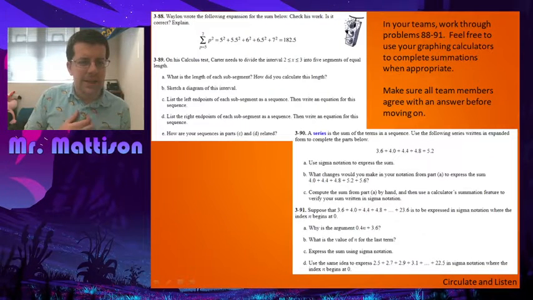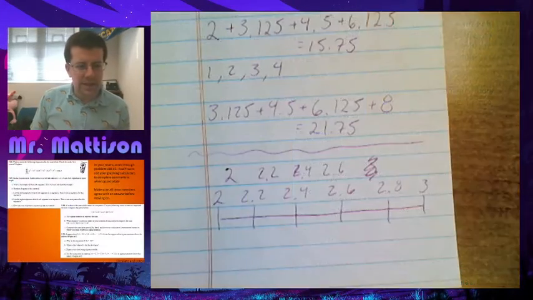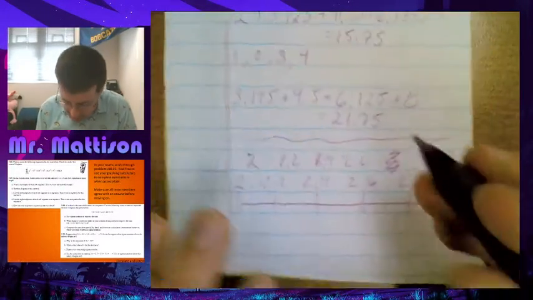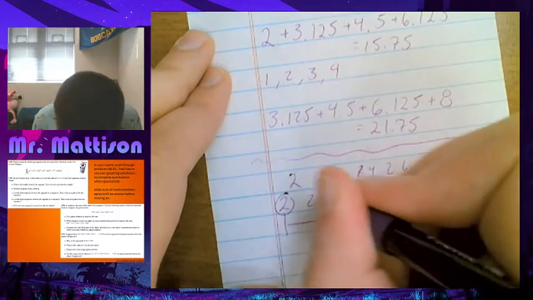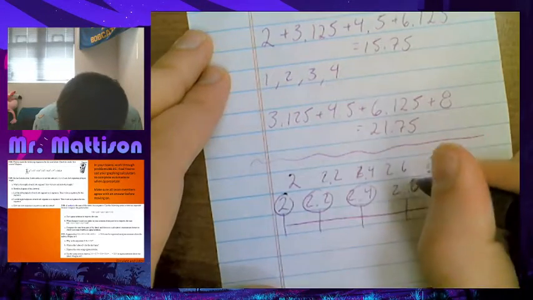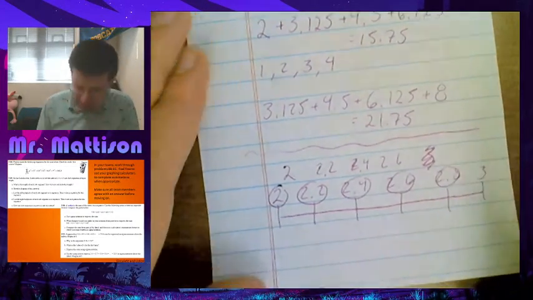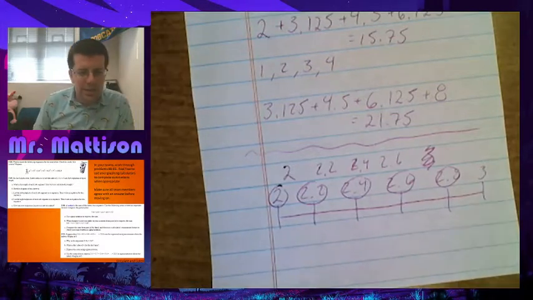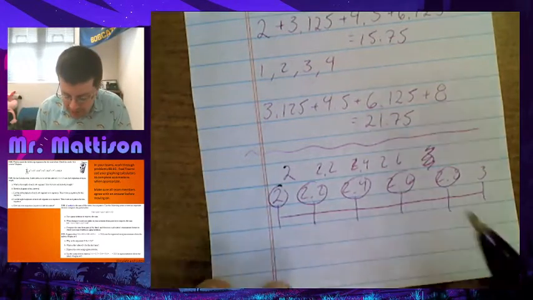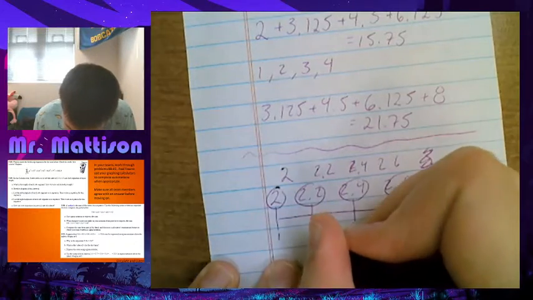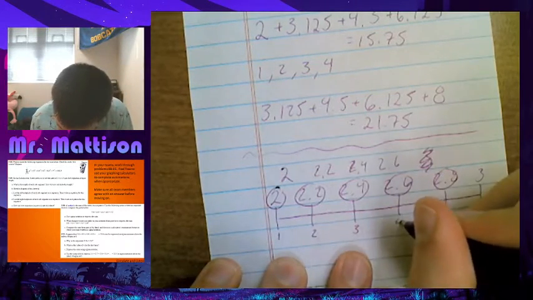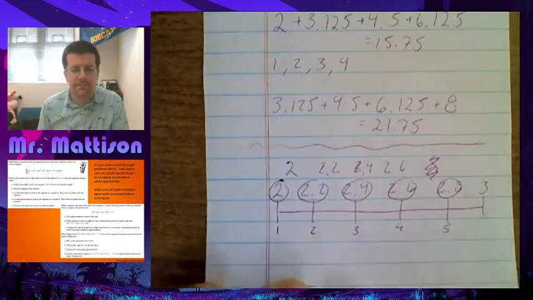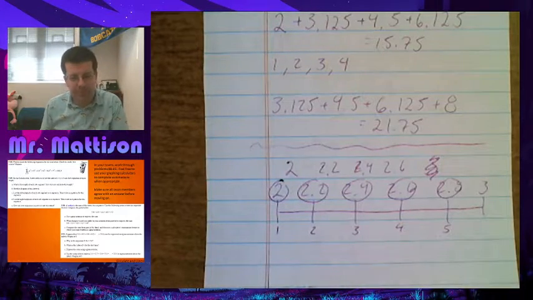So list the left end points of each subsegment in a sequence. Then write an equation for this sequence. Okay, so this is the kind of weird part. So I want this number, this number, this number, this number, and this number. So I want an equation that kind of gives me those, right? So this is my first, my second, my third, my fourth, and my fifth number.